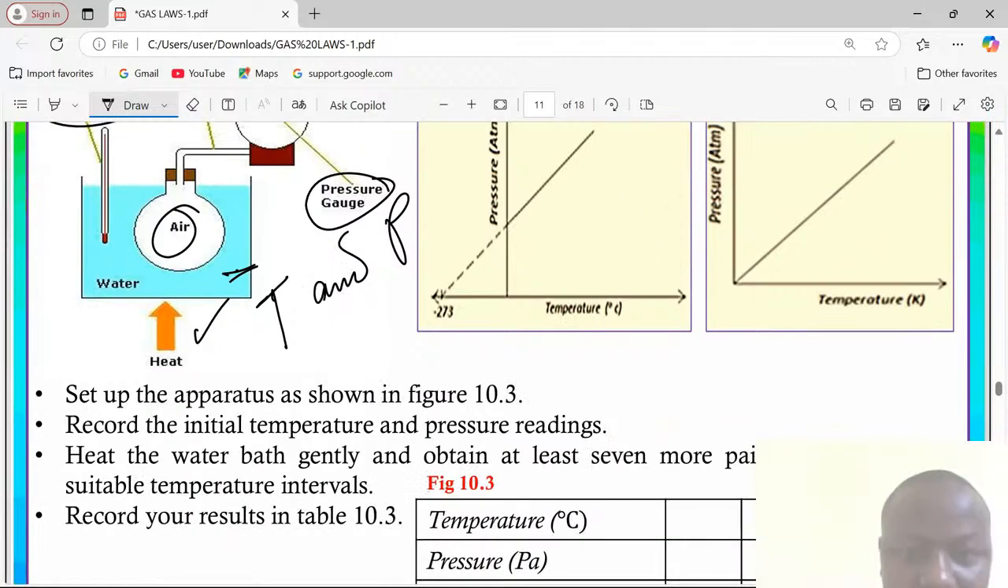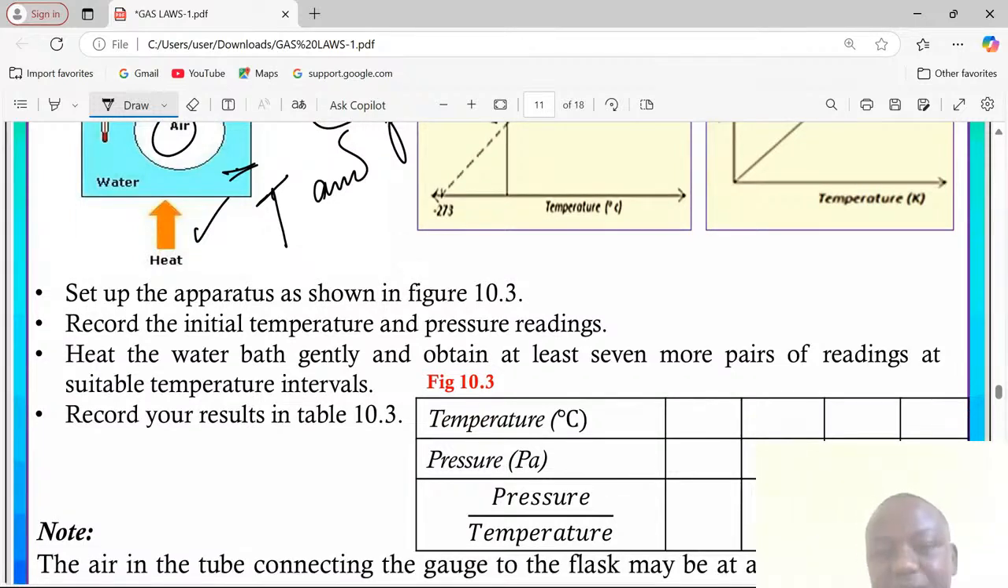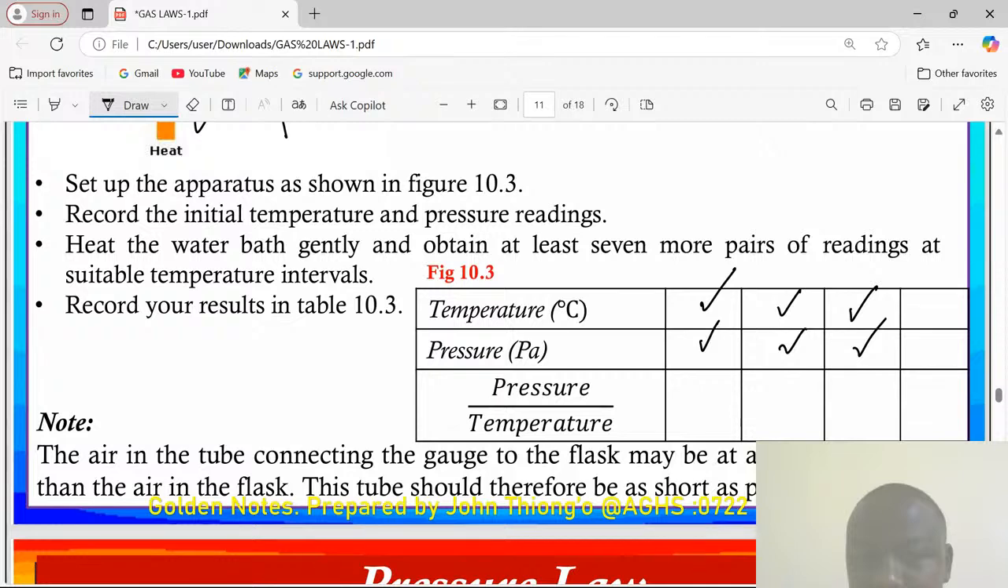Record the initial temperature and pressure readings. Then after that, what are we supposed to do? We heat the water bath gently and obtain at least 7 more pairs of readings at suitable temperature intervals. You record the temperature, the pressure, temperature, corresponding pressure, until you fill the table with sufficient values. Then you record your results here.